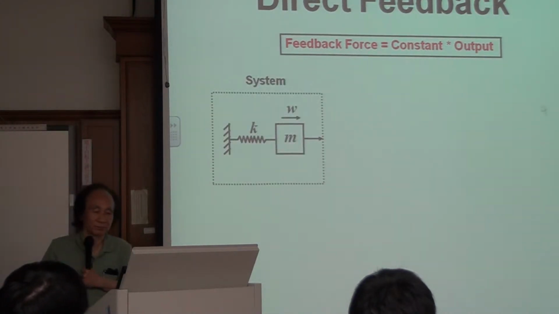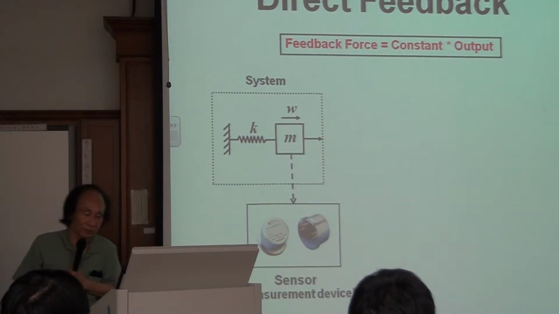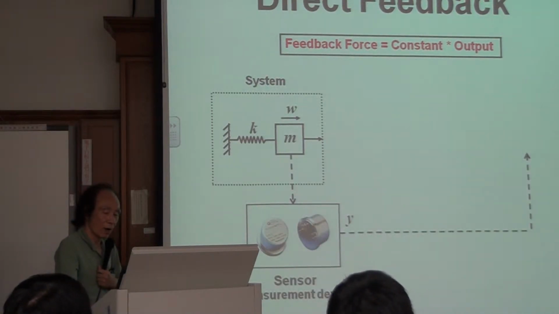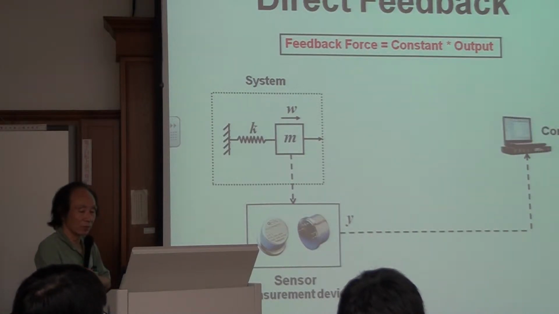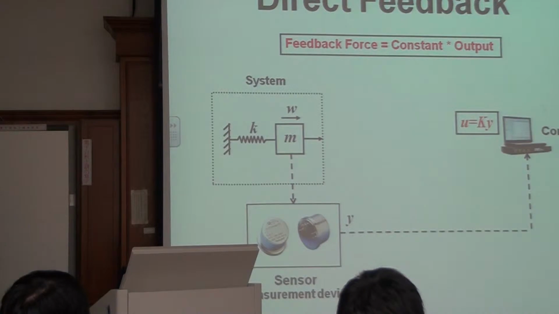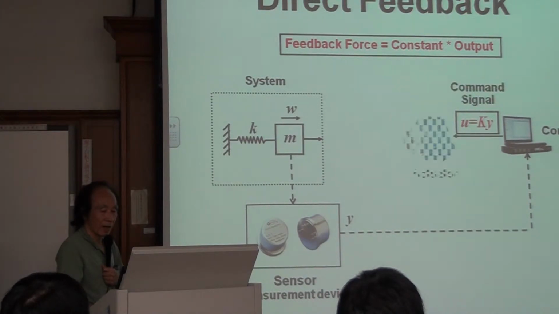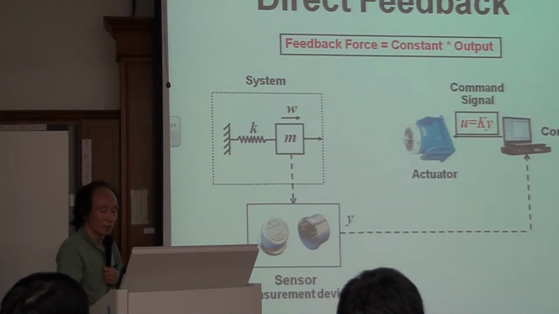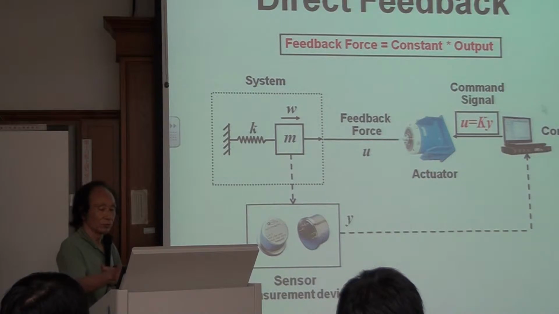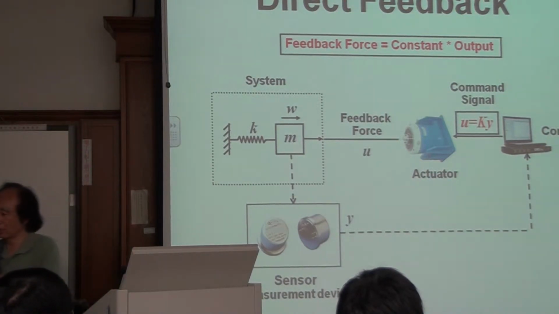Now we have a system. Now we also have a sensor. We measure Y. Then we have a computer, and we say U equal to KY. Can I do that? This is a measurement device. U is KY. And then also, okay, my actuator gives U to the system. And U is just simply KY.